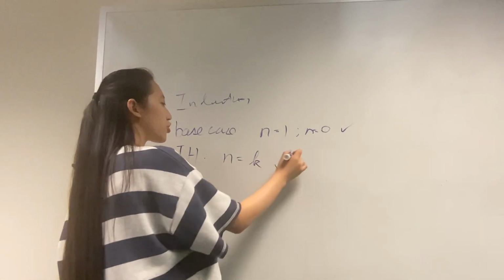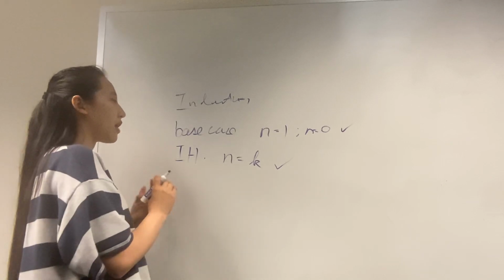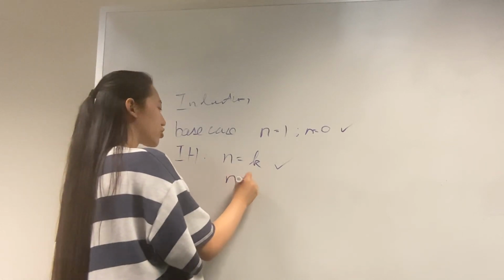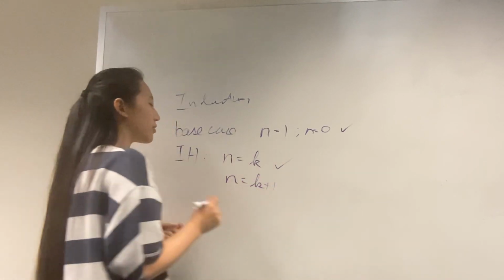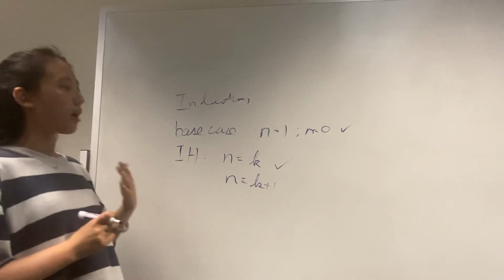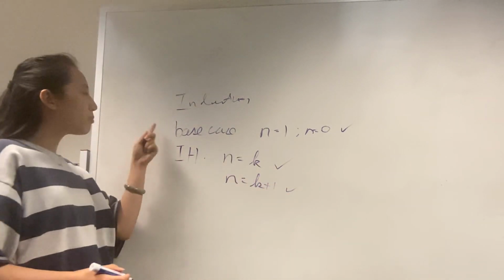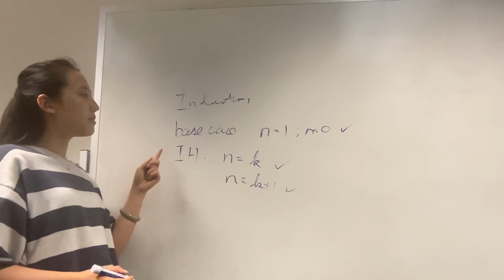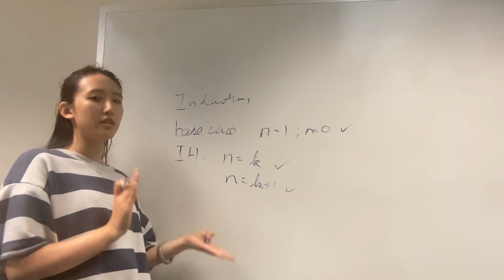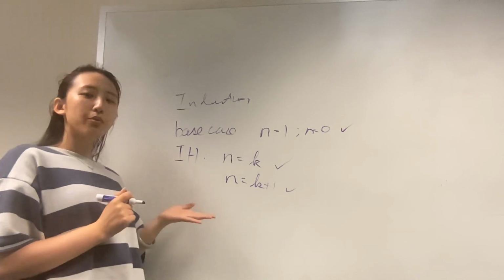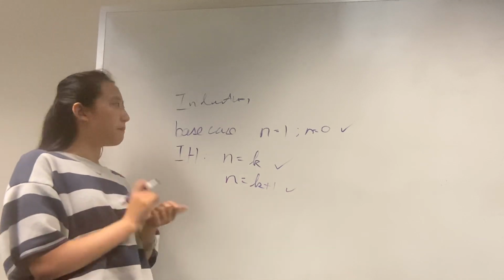So assume this is true, and our job, with our inductive step, is to prove that this also holds true for k plus 1, so the next or the larger step. If we can prove that both the base case and the inductive case hold true, then the statement must be true. How does it relate to recursion then?